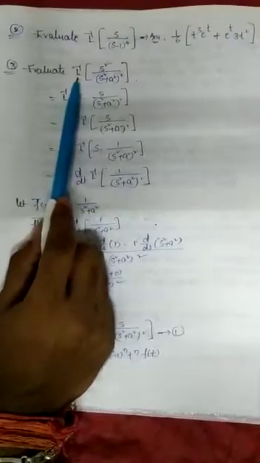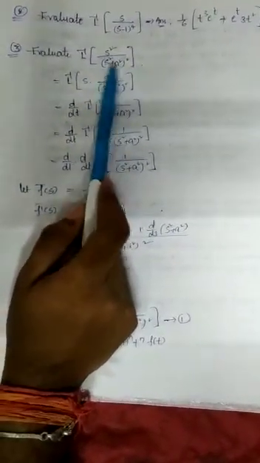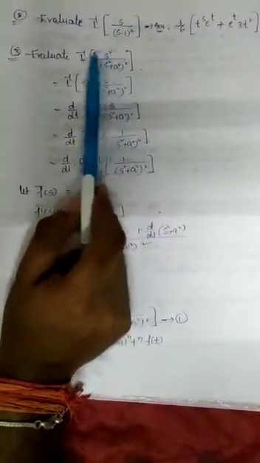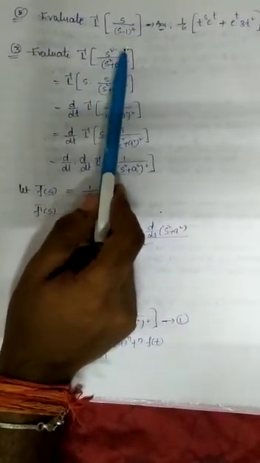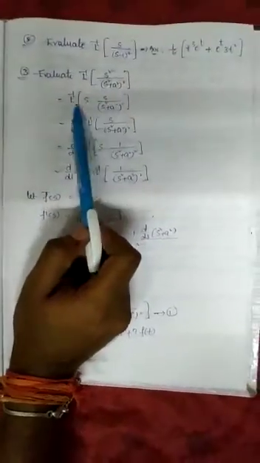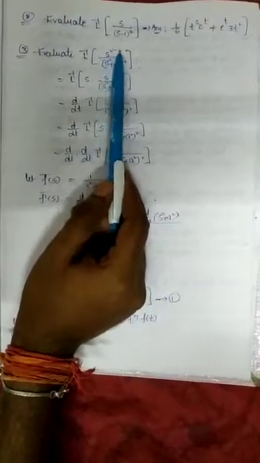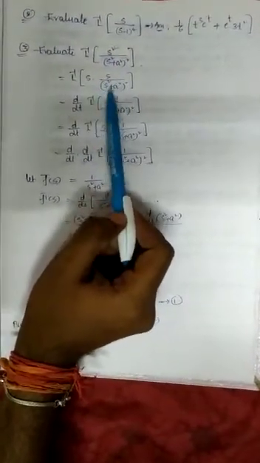Let us see the third problem here. Evaluate Laplace inverse of s square by (s square plus a square) whole square. So we have to solve this problem. Directly we cannot apply Laplace inverse for s square by (s square plus a square) whole square.